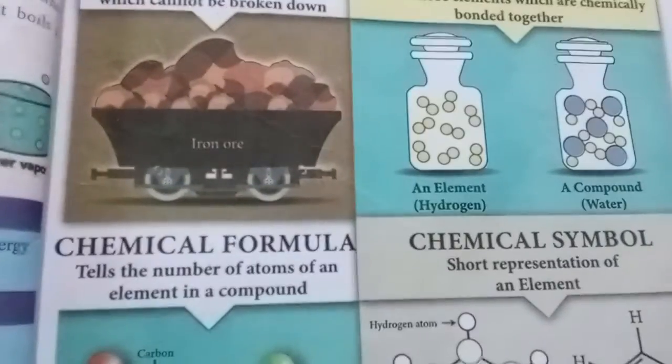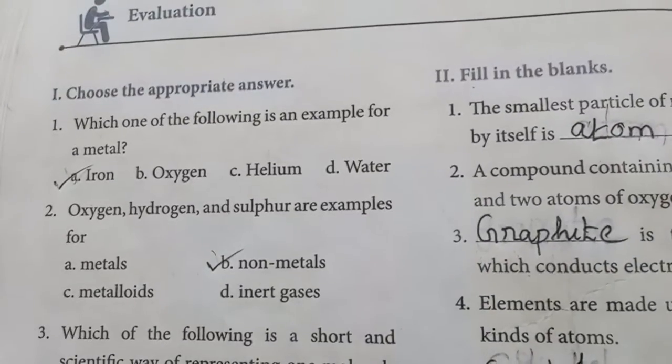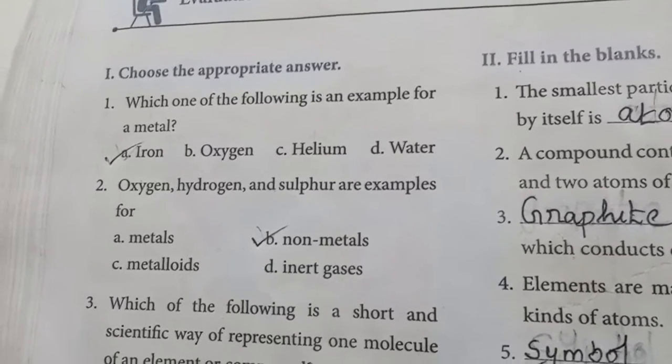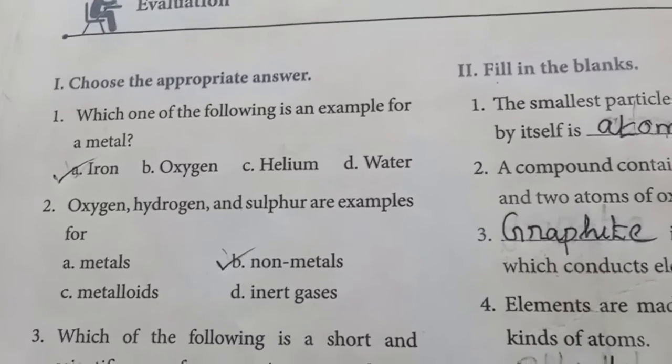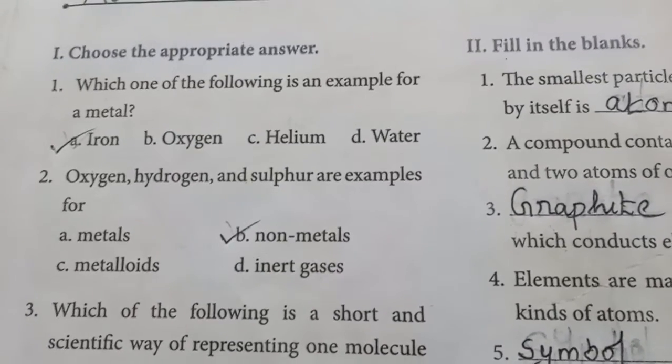And the chemical formula tells the number of atoms of an element in a compound. Okay, let's see the book back evaluations. Which one of the following is an example for metal? I already told metals have ductile ability, malleability, and sonorous characters. So all these categories are fulfilled by iron only, not oxygen, helium, and water. Okay. So option A is the correct answer.